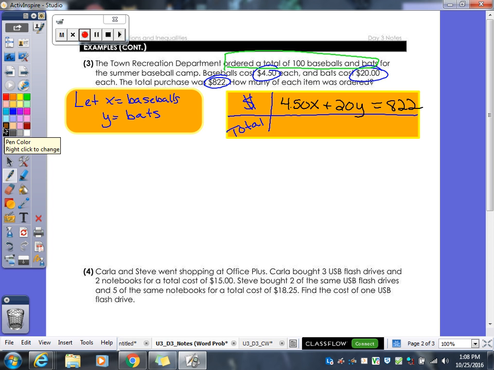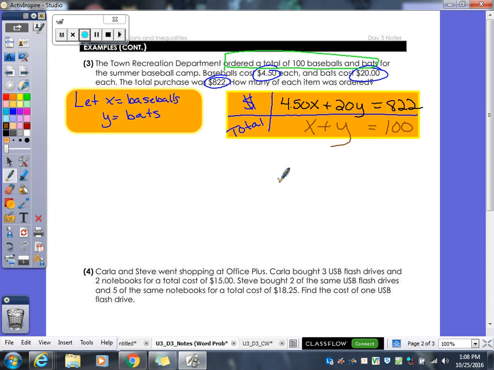How do I write down here a total of 100 baseballs and bats? I know 100 is going to be over here. I'll give you that part, right? How do I say baseballs and bats total? Very good, X plus Y. So that's your total question. When you have that, so X plus Y equals 100.